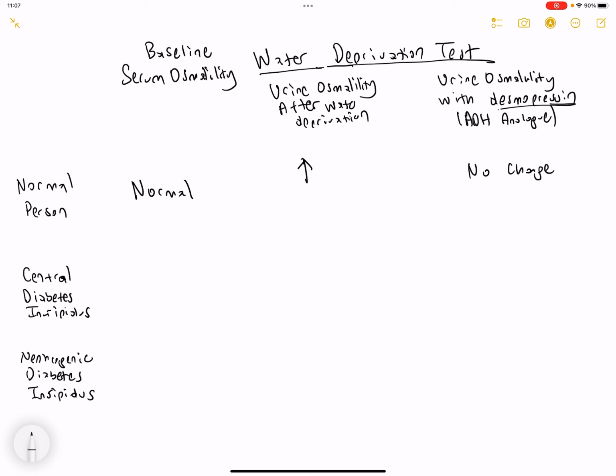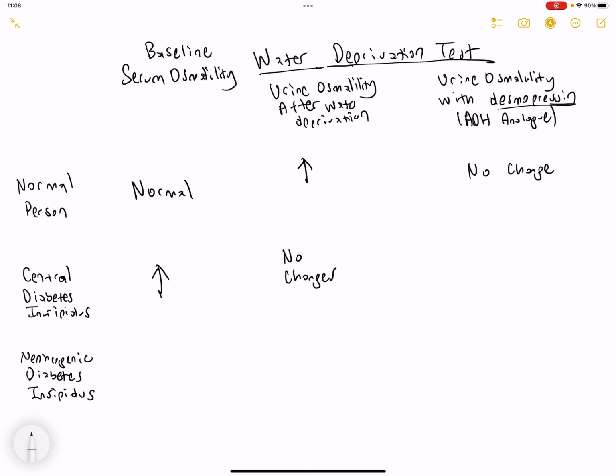So now let's talk about central diabetes insipidus. Remember, central diabetes insipidus is a problem in the central nervous system with the secretion of the antidiuretic hormone. And their baseline serum osmolality is going to be high. So a high serum osmolality. Now, if we conduct a water deprivation test where we deprive a patient with central diabetes insipidus of water, what we see in their urine osmolality is we don't see any changes.